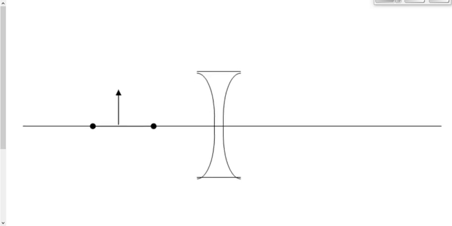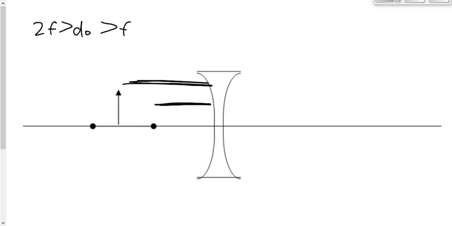Let's skip forward a couple and draw this one. Here's our object. Our object distance here is bigger than f, bigger than the focal length, but it's smaller than 2f. Right? It's in between f and 2f. First ray we're going to draw is parallel to the principal axis. And where's it going to go?